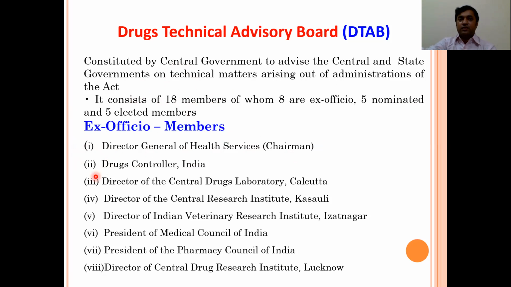The others are the Drug Controller of India, Director of CDL Calcutta, Director of CRI Kasauli, Director of IVRI Izatnagar, President of the Medical Council of India, and President of PCI. Almost all of you know PCI, the Pharmacy Council of India. It is a statutory body of pharmacy and pharmacy education, so it looks after pharmacists and pharmacy education. Like the Medical Council of India, MCI, it looks after MBBS education and doctors in relation to their registration. Then the Director of CDRI, Central Drug Research Institute, located in Lucknow. So these are the 8 ex officio members.